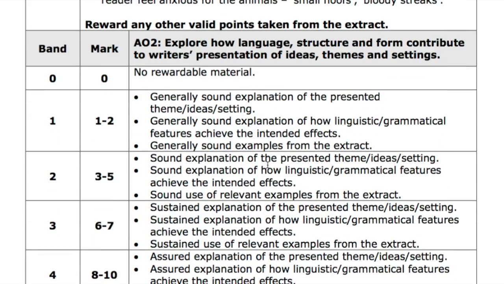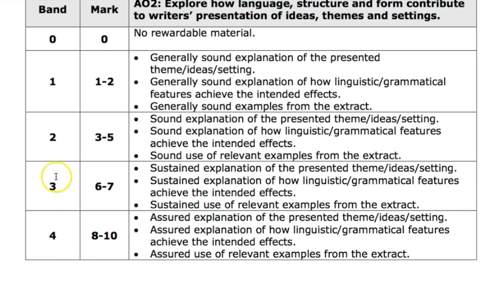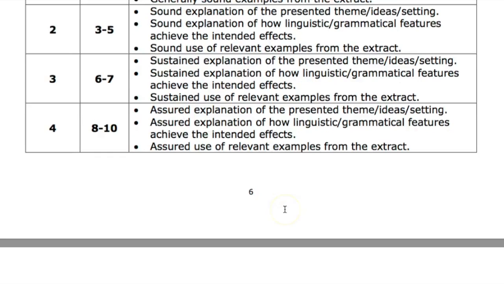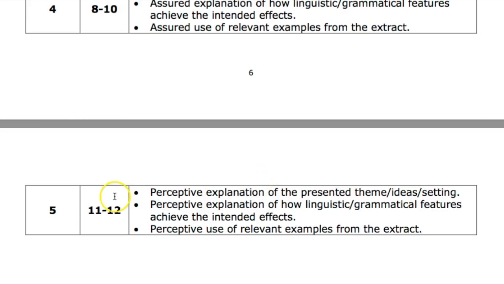And let's have a very quick look here at the marking criteria again. You want to be looking at band 3, band 4 answers, because this is where you're getting the absolute highest marks, or even into band 5 ideally. But here in band 5, you'll see that they're asking that students provide a perceptive explanation of the presented theme, ideas and setting, so that you're explaining how the writer describes the battle.